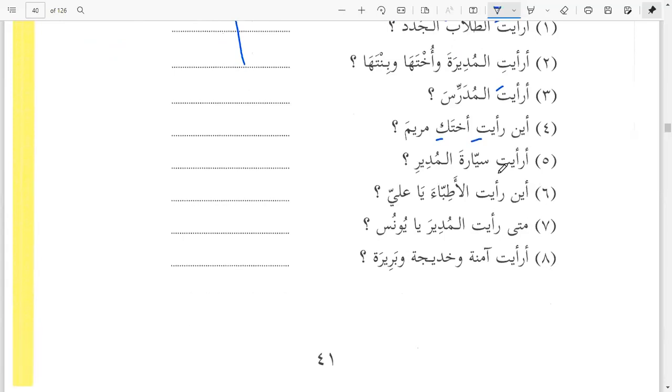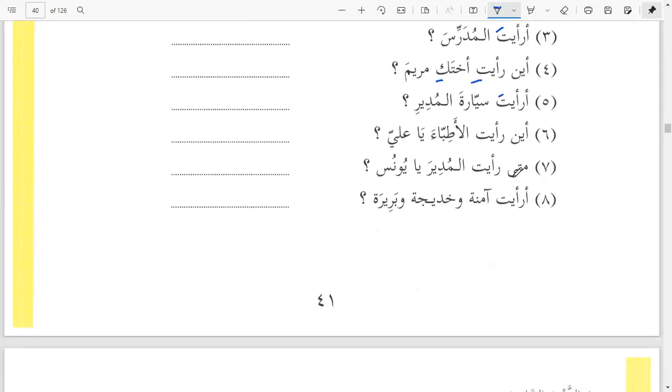Ara'ayti sayyarata al-mudiri. Naam ra'aituha. Okay, good. Aina ra'aita al-atiba'a ya Ali. Ra'aituhum fil mustashfa. Okay. Ra'aituhum fil mustashfa. Okay, good.